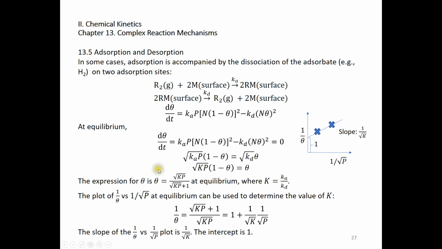And this time we need to make a plot of 1 over theta versus 1 over the square root of P, because we can take the reciprocals of both sides of this equation, and 1 over theta is the square root of Kp plus 1 over the square root of Kp. So 1 over theta is 1 plus 1 over the square root of K times 1 over the square root of P. In this case, 1 over theta is linear in 1 over the square root of P. We make this kind of graph, 1 over theta versus 1 over the square root of P. The slope is 1 over the square root of K. The intercept is 1.